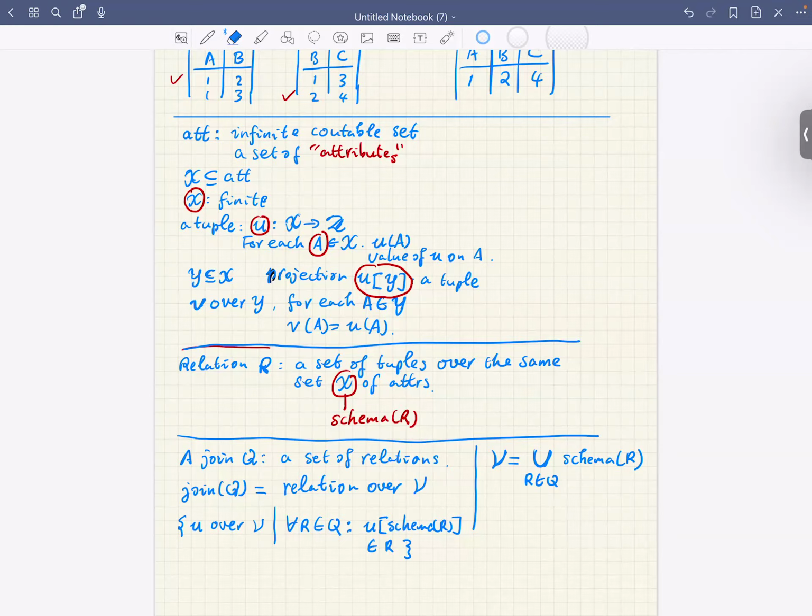For those students in my PhD class, pay attention here. I make no assumptions about how many attributes you can have in this big V, so you can have a non-constant number of attributes. We're really talking about things in general.